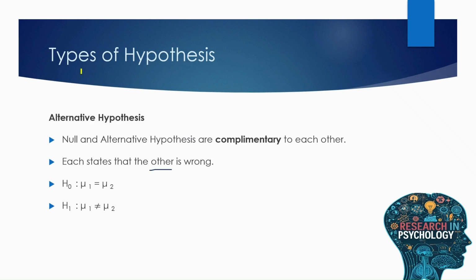Mathematically, this can be depicted as H0, which is null hypothesis, states that mu1 equals mu2. Here mu stands for population mean. So mean of the first population is equal to mean of the second population, which means there is no significant difference between the average of two populations. While alternative hypothesis, which is H1, states that mu1 is not equal to mu2, which means both the population averages are not equal. There is a significant difference between both the population means or averages.